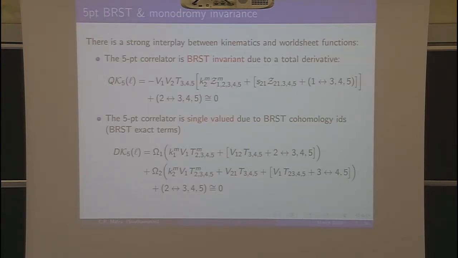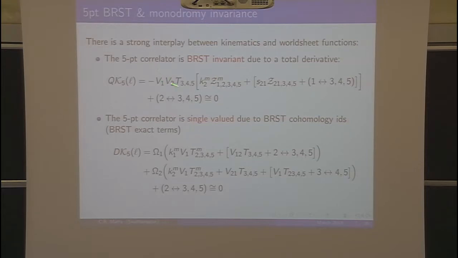And let me tell you how you show that the 5-point correlator is BRST invariant and single-valued, and there is a strong interplay between doing BRST variations and monodromy variations, which is exemplified in these two lines here. So if you compute the BRST variation of the correlator using the BRST variations of the superspace kinematic factors, you will get this expression here.